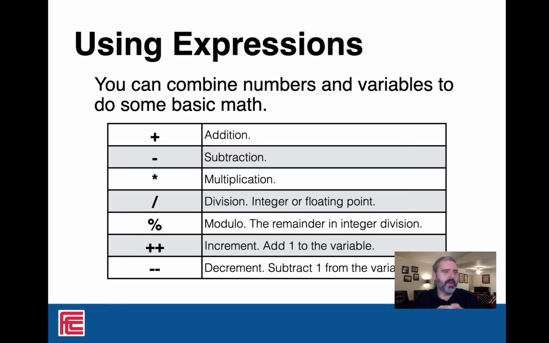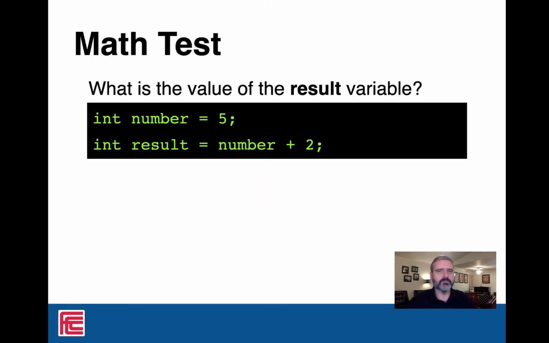Now, we've got variables and literals. Why don't we combine these things into larger expressions? And so here are some of the basic operators. I'm actually going to skip 2 of these today, but we'll talk about them later for a reason. But the idea here is that we can combine these numbers and variables to do some math, create expressions that actually have value. So what is the value of the result variable here?